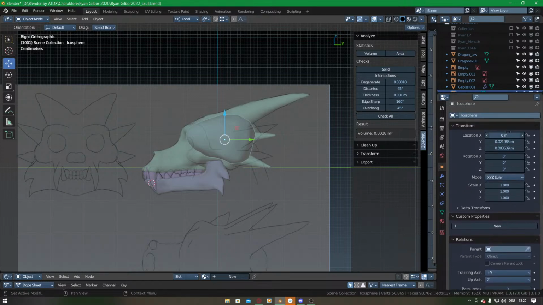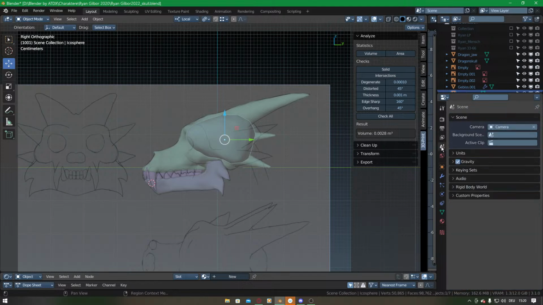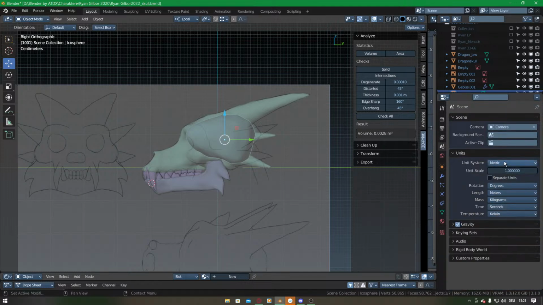Okay, it says meters here, so if I change the unit into centimeters, maybe it's working. Yeah, 2783 cubic centimeters. So his brain is actually twice the size of a human. So yes, he definitely has a big enough brain.